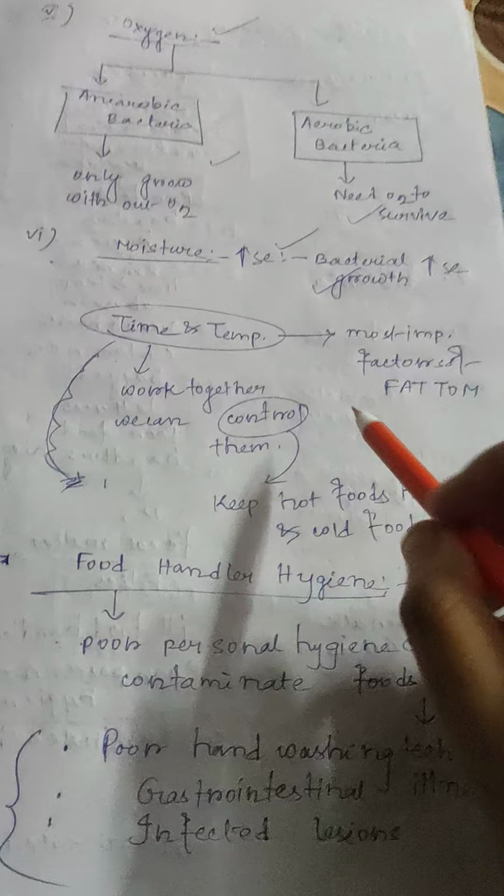First is food. Bacteria reproduce in food that is rich in proteins and carbohydrates. Examples: meats, dairy products, poultry and eggs.